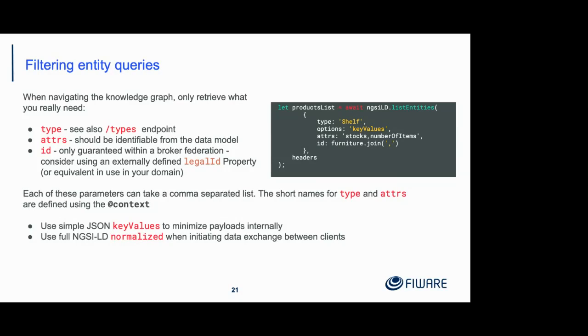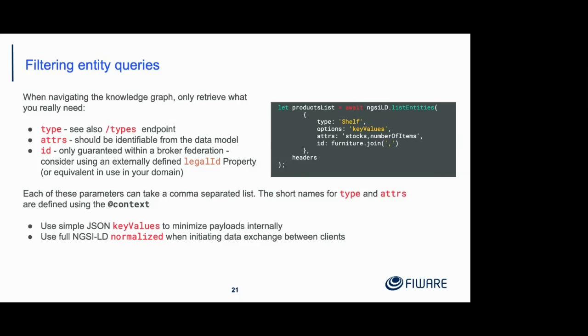You don't want to download every single shelf and then manually filter the list of IDs. No, that's what your context broker should do. So you should consider looking at minimizing the payload when you are navigating stuff.